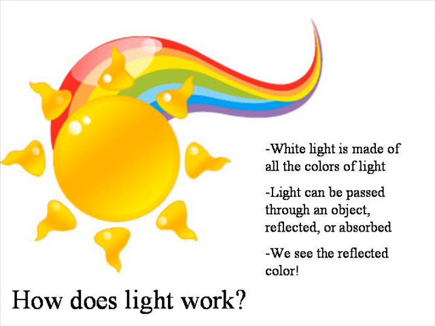Most objects, however, are going to do a little bit of two. They're going to both reflect and absorb some of the light. The light that is absorbed stays there, and that energy stays there. The light that is reflected comes to our eyes, and that's what we see. Whatever color is reflected, that's the color that we're going to see when we look at that object. Let's take a look at a couple different objects and see how this works.